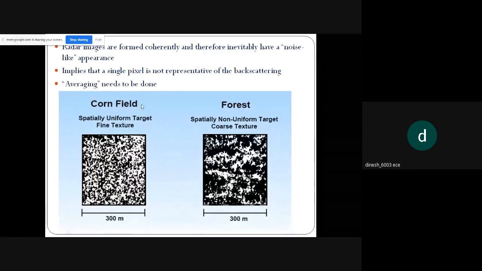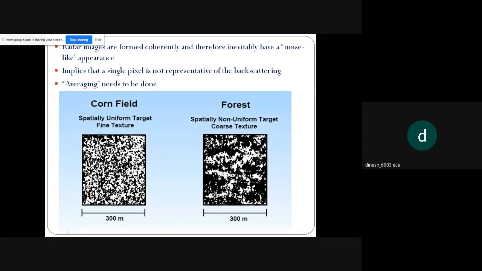So this cornfield is uniform. Why? Because whenever we sow the corn in the field, we do it in an equal manner. At the same time we sow it, at the same time we water it, at the same time it grows. All the corn will have a uniform growth. So this is an example of a spatially uniform target with fine texture when we look into it.